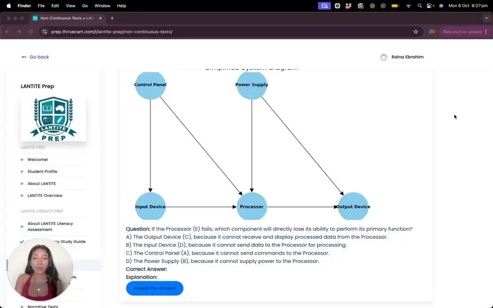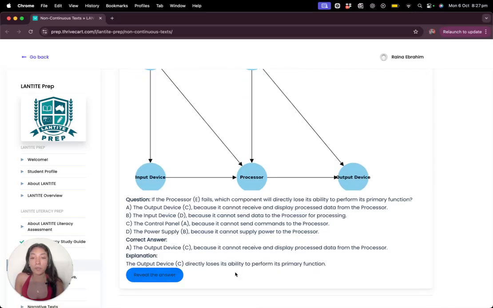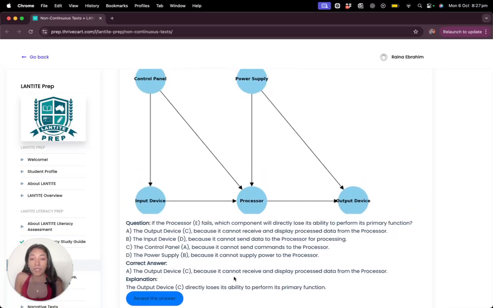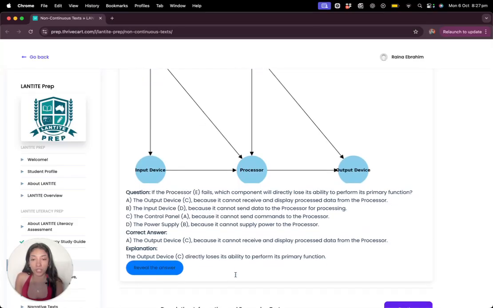So I'm going to go with A, the output device, because it cannot receive and display processed data from the processor. Let's have a look. Yep, the output device, because it cannot receive and display processed data from the processor, and that's because the output device directly loses its ability to perform its primary function.